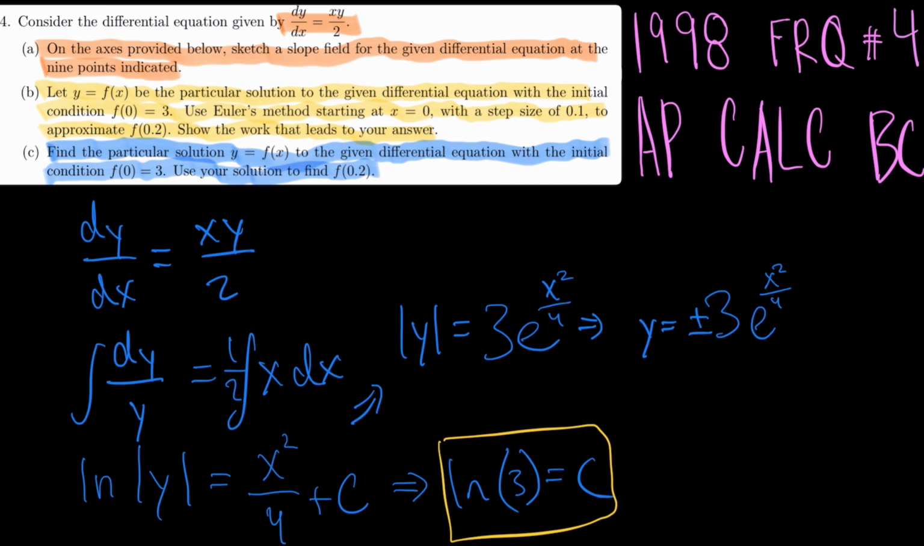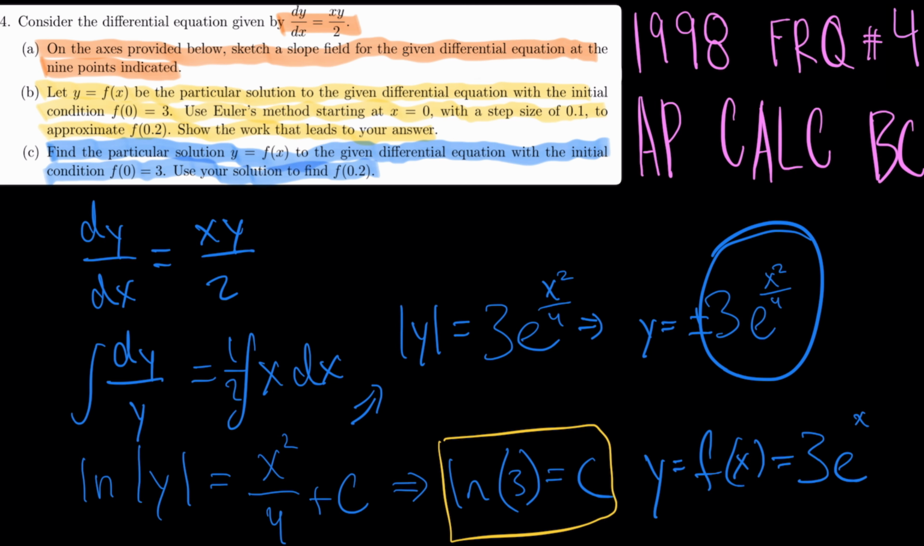But we know that this right here can never be negative because anything raised to a power cannot be negative. It can be really small, really close to 0, but it can't be negative. So we're going to have to remove this negative symbol and this positive symbol because we know y is just equal to that. So now I'll just write our final solution to the differential equation. We have y equals f of x, which equals 3e to the x squared over 4.